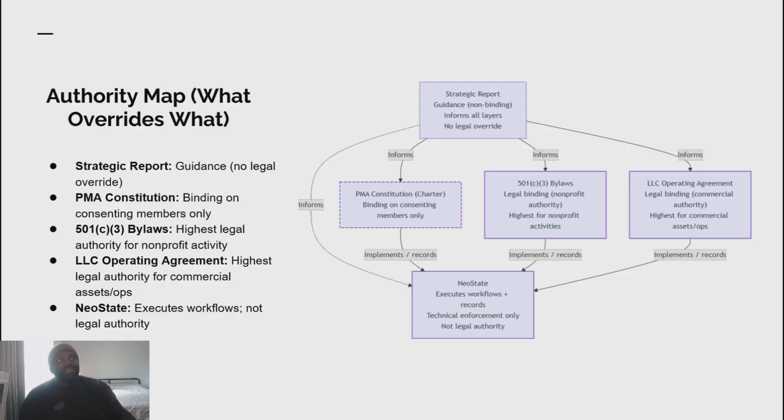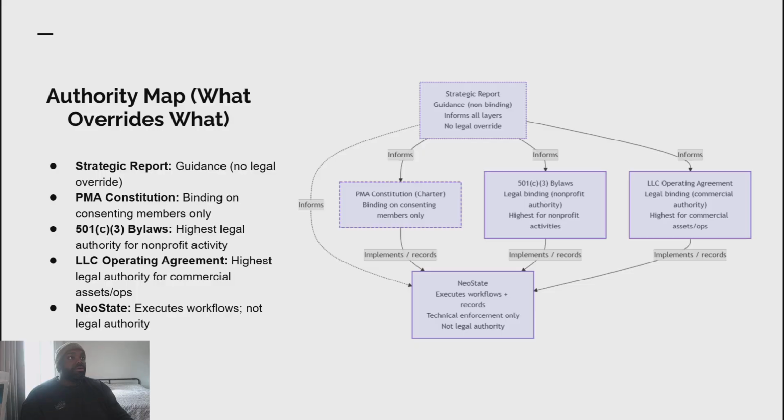So this map clarifies what governs what and where authority actually lives. The strategic report sets vision and doctrine, but it never overrides legal documents. The PMA Constitution binds only members who voluntarily opt in, so it governs internal membership, rules, and dispute processes.